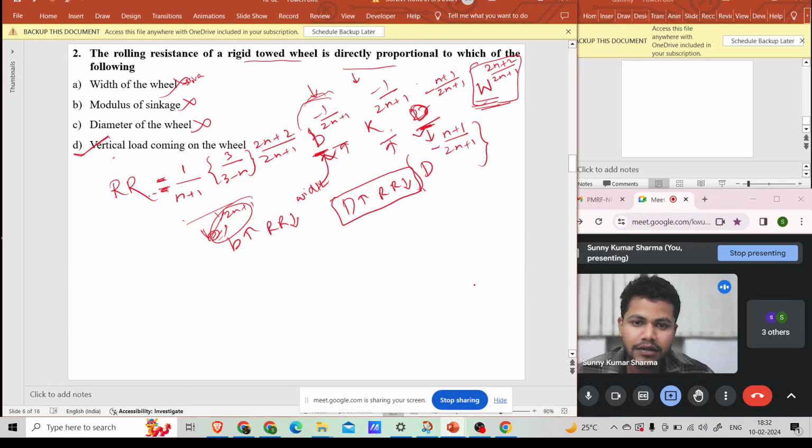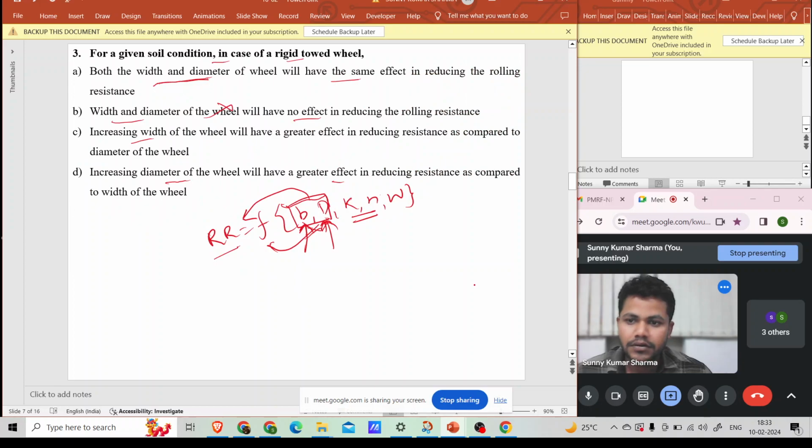Both B and D are negative exponents. This will go down, this will reduce the rolling resistance for sure. If we increase the B also, the rolling resistance will decrease. If we increase the D also, then rolling resistance will decrease. So if both affect equally, or one has more effect, then which one will have more effect? That is the answer. Increasing the width of the wheel will have more effect in reducing the resistance, or increasing the diameter will have more effect in reducing the resistance.